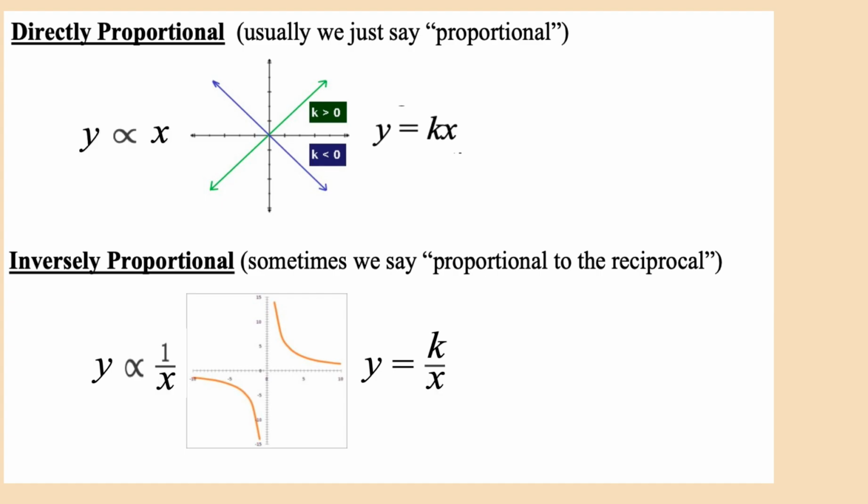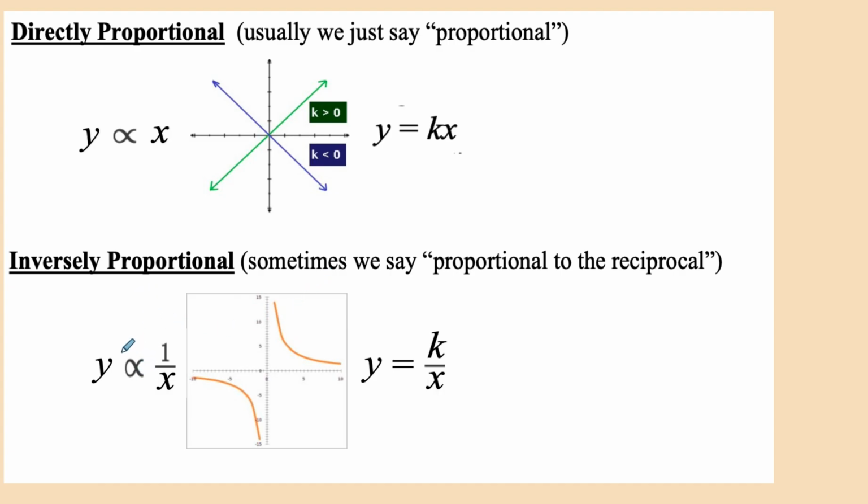Let me review some things that we've done in junior high: directly proportional and inversely proportional. Directly proportional, this is the proportional symbol. We can change a proportion into an equality by introducing the constant of proportionality. So this is a k, and what it'll do, it'll give a line. If k is positive, it'll be this line. If k is negative, it'll be this line.